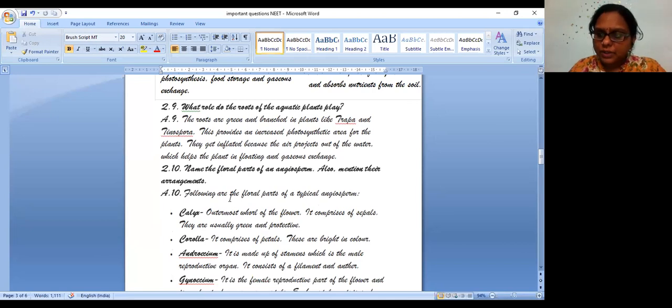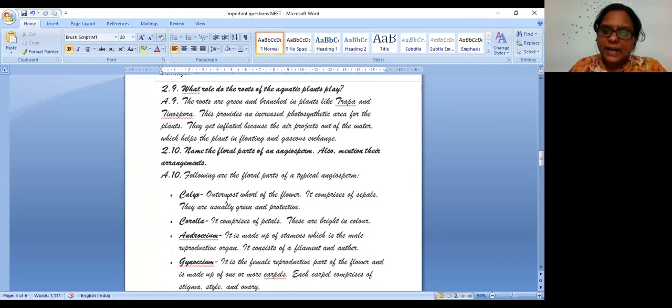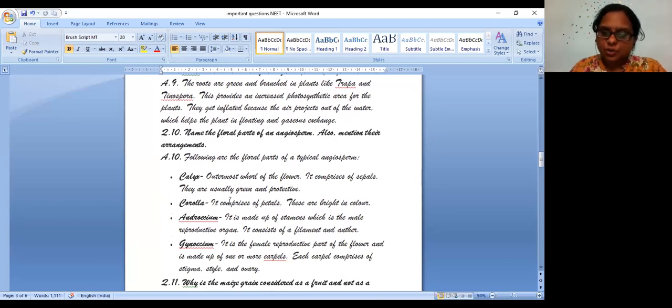Okay, this I actually wanted to do in the flower portion, students. The flower: calyx, corolla, androecium, gynoecium. This you all know, right? Calyx is what? It's called the sepals, the outermost whorl of the flower. It comprises the sepals, which are usually green and protective. Corolla is the petals. They are the attractive ones. And why are they attractive? Just to do the pollination. Because they are attractive, they are able to attract the insects and all, because of which pollination is possible, right? Androecium is made up of stamens, which are the male reproductive organ, and it consists of a filament and an anther. So androecium is the male, gynoecium is the female.